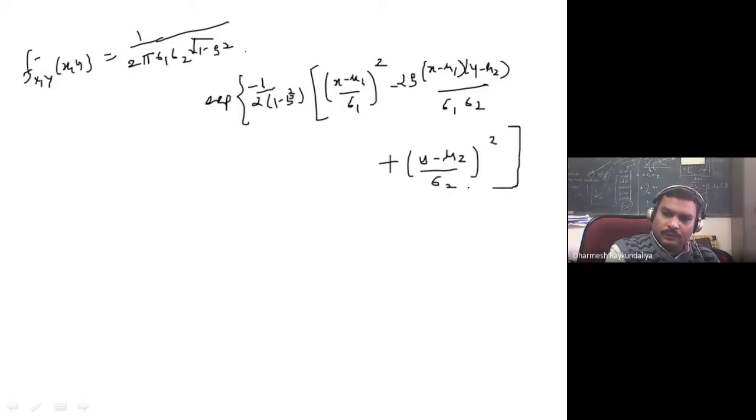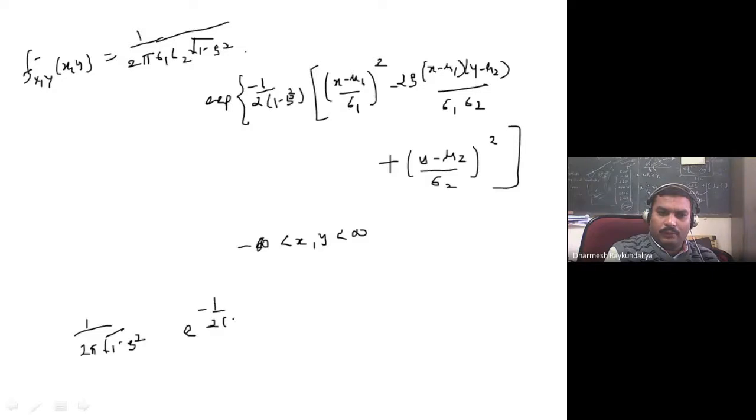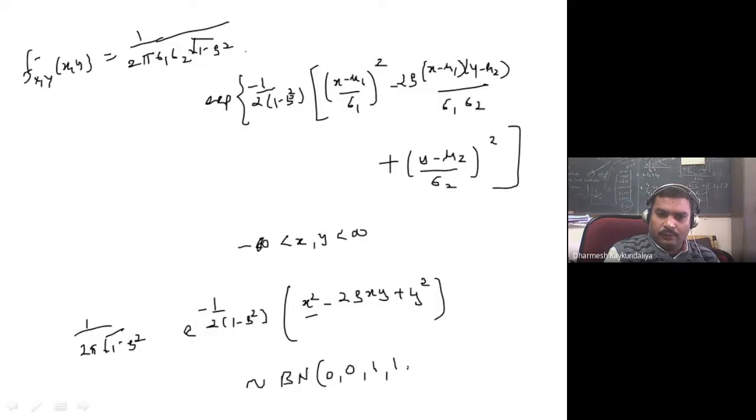whole square. So this is the PDF of the bivariate normal where x and y lie between minus infinity and infinity. If you substitute sigma 1 and sigma 2 equal to 1 and mu 1 and mu 2 equal to 0, it will reduce to 1 upon 2 pi square root of 1 minus rho square, e raised to minus 1 upon 2 (1 minus rho square) times (x square minus 2 rho xy plus y square). And this is called the bivariate normal with means 0, 0, variances 1, 1, and correlation rho.